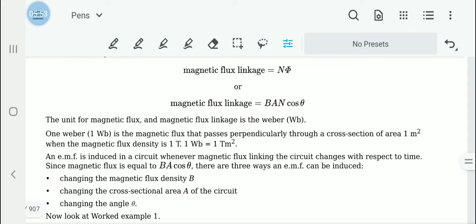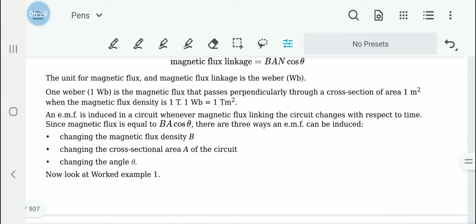The unit for magnetic flux and magnetic flux linkage is the Weber, Wb. 1 Weber is the magnetic flux that passes perpendicularly through a cross-section of area 1 meter squared when the magnetic flux density is 1 T. So 1 Weber is equal to 1 T m squared.